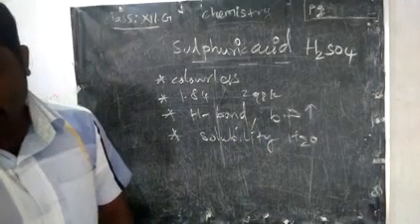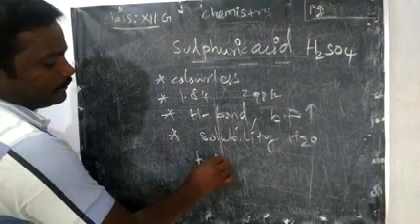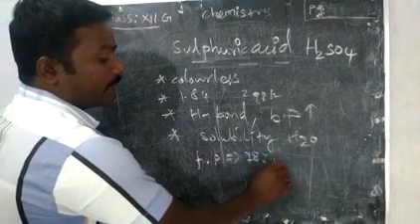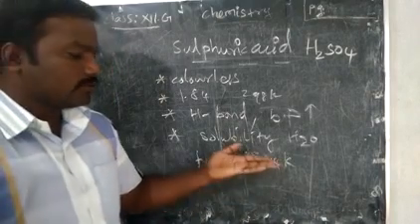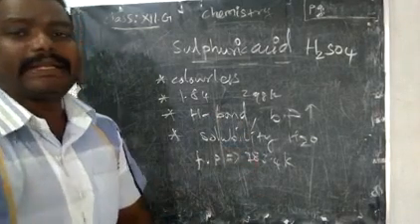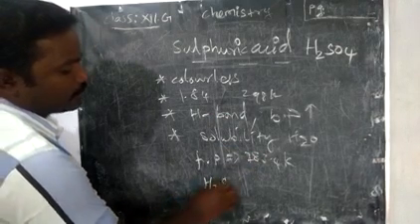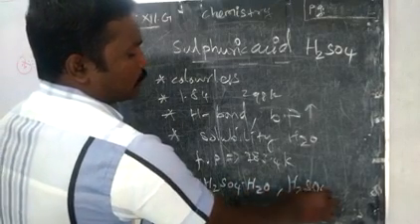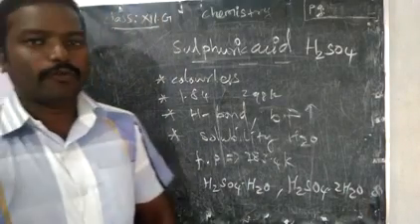And we can also write the freezing point. What is the freezing point? 283.4 Kelvin. Listen carefully. Kelvin means we can subtract 273, so 10 degrees. Right. Then it can form hydrates. What do you mean by hydrate? With water, it will form monohydrate, dihydrate: H2SO4 with 1 mole of water, or H2SO4 reacting with 2 moles of water. They are forming hydrated sulfuric acid.